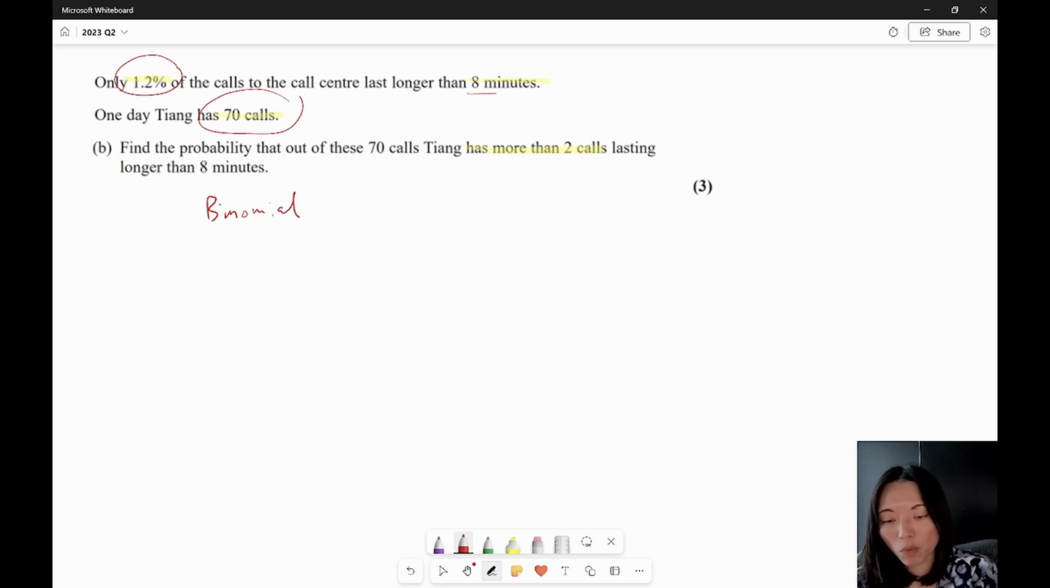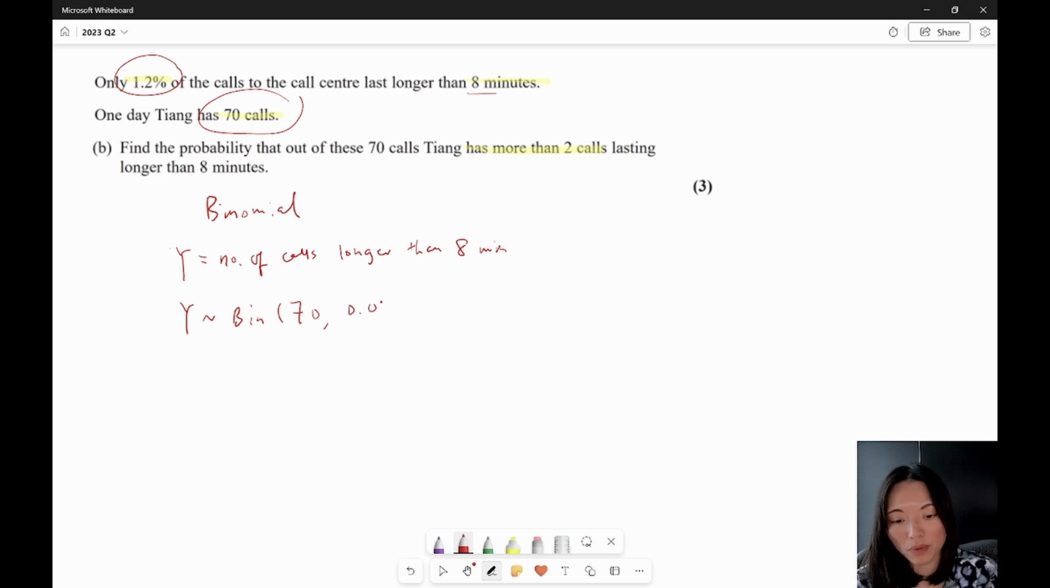And let's call our variable Y. Y equals the number of calls longer than 8 minutes. Okay? So based on our question, Y follows a binomial distribution with number of trials of 70 and probability of success 1.2%. I'm just going to write that out as a decimal.